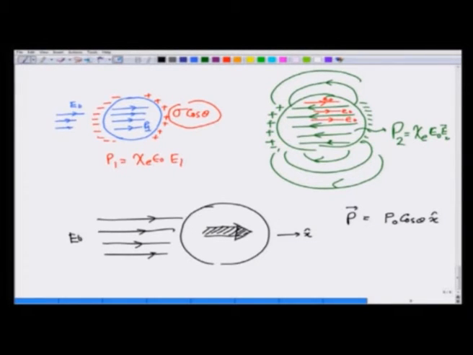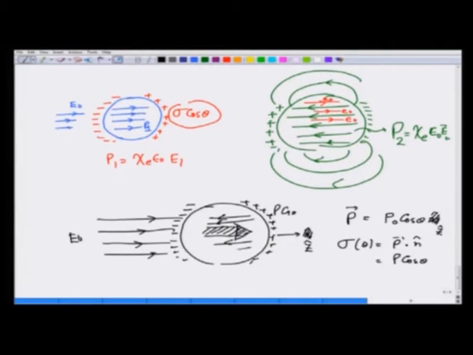All right. For purposes of easier mathematics, it does not make a difference physically, let us call this the z direction, because that will make life simpler. Now, you can see that this will give rise to sigma theta equal to P dot n, which is nothing but P cosine theta. So, now I have this positive charge on this side, which is P cos theta, and corresponding negative charge on the other side, and this gives rise to a field inside. This is all net.